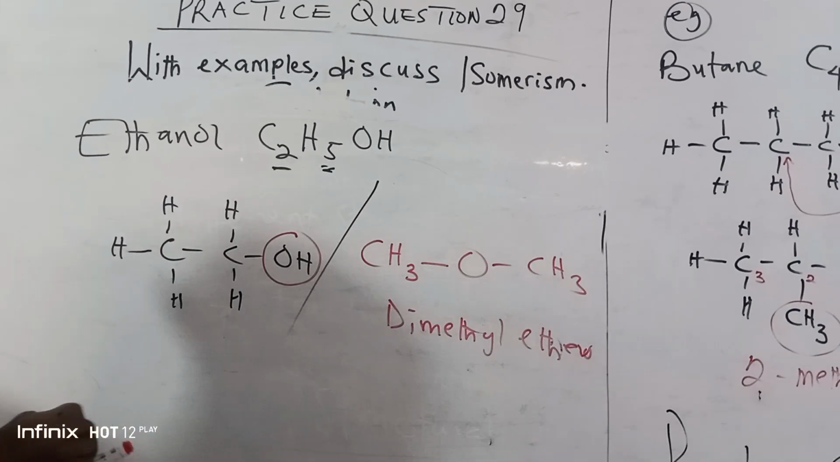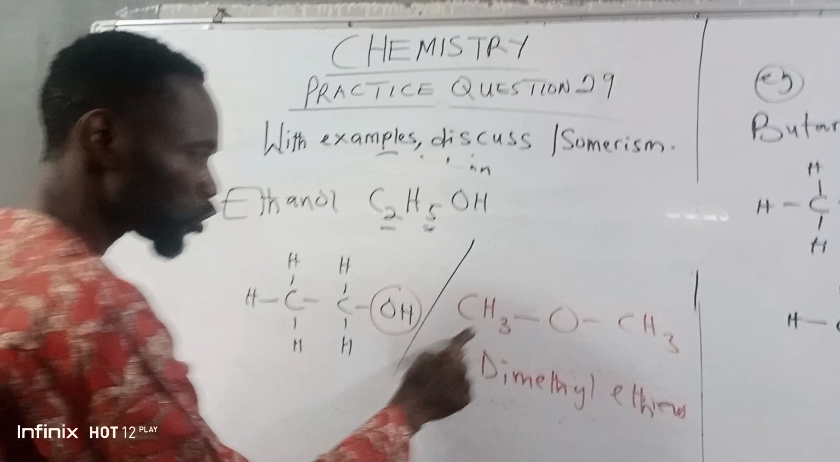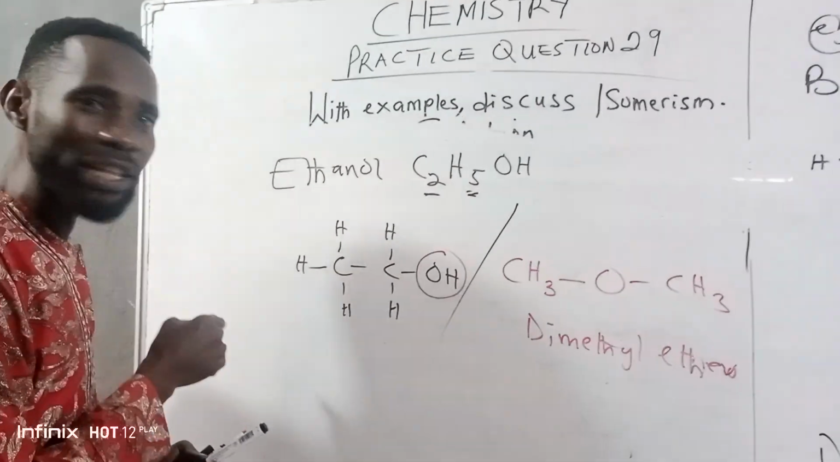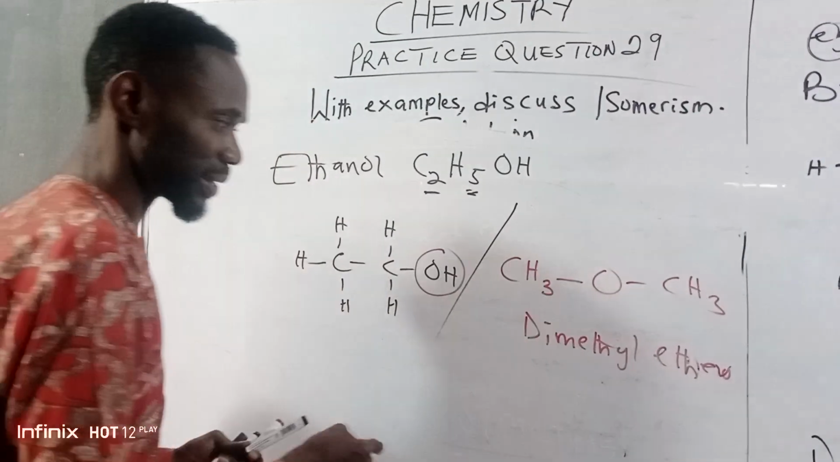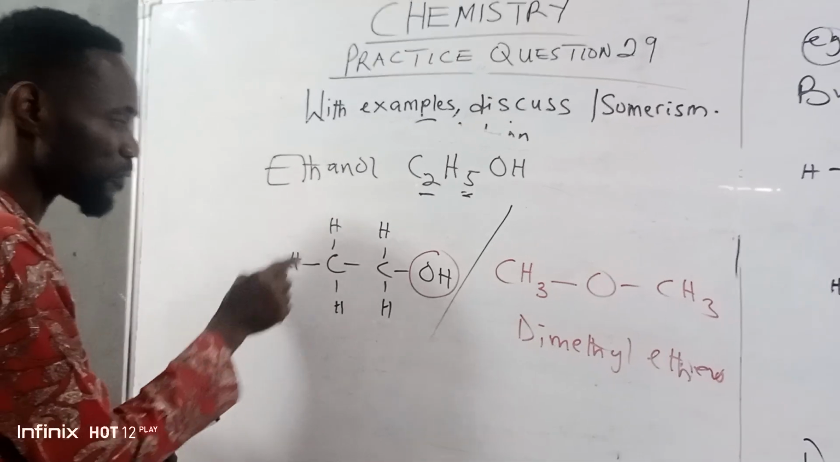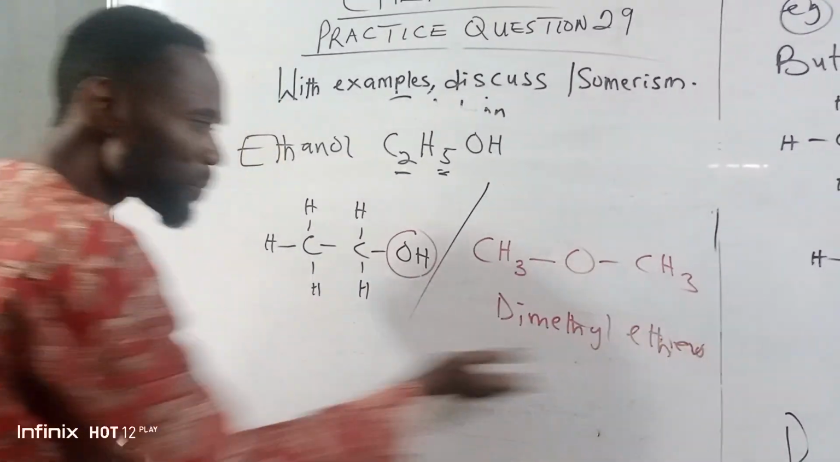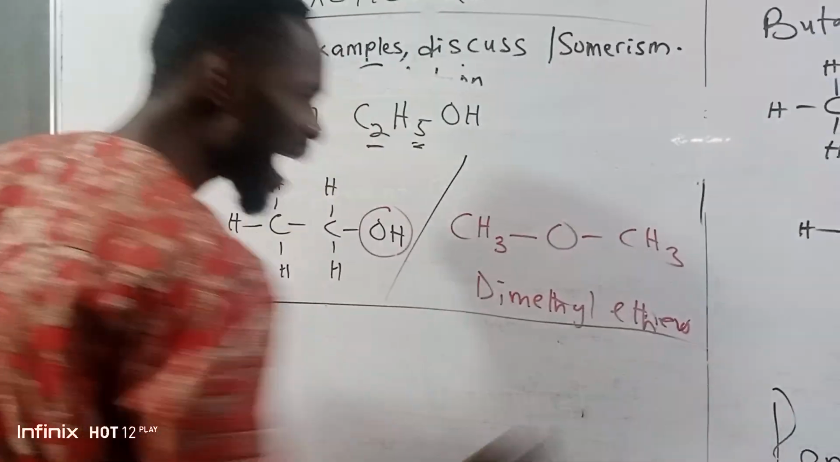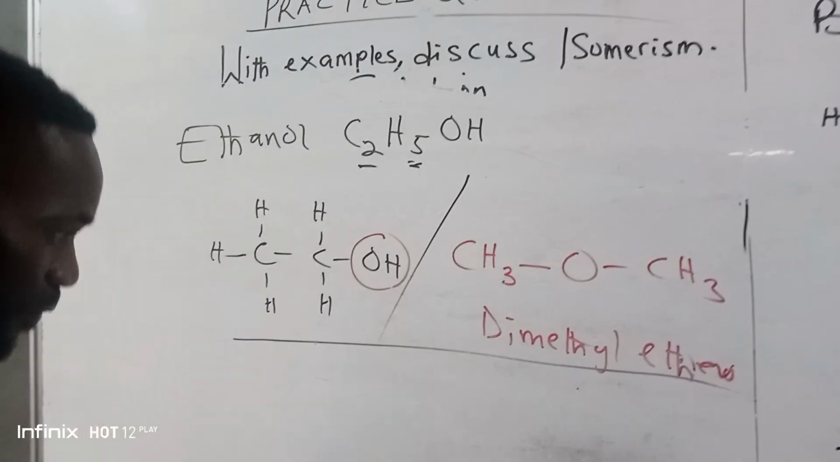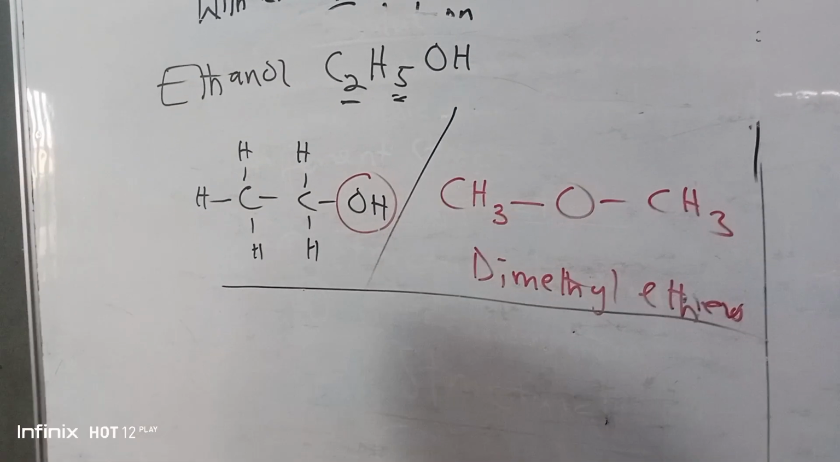Now, if you count the number of carbon atoms in both of them, 1, 2, 1, 2. The number of hydrogen atoms, 3, 3, 6. 1, 2, 3, 4, 5, 6. You can see, and 1 oxygen atom. Both of them are called functional isomers. And another example can be found in propanal and propanone.